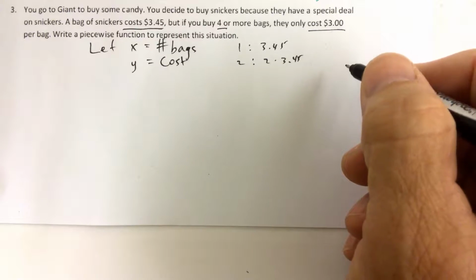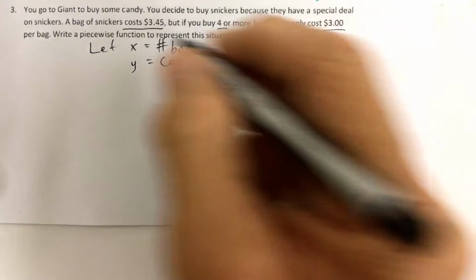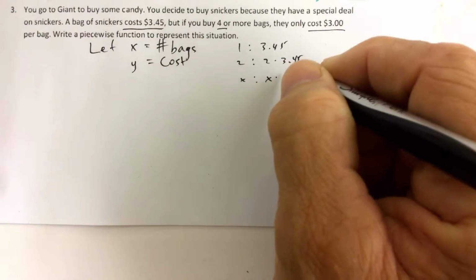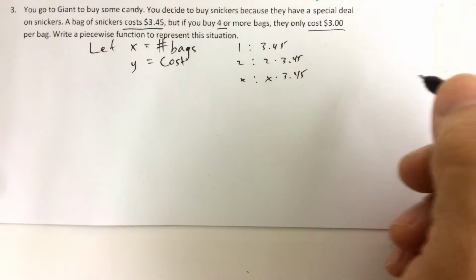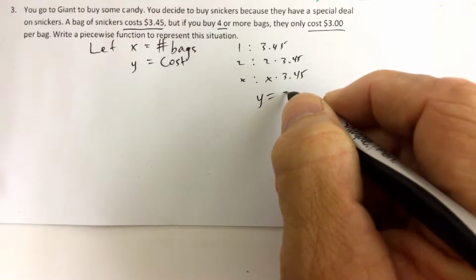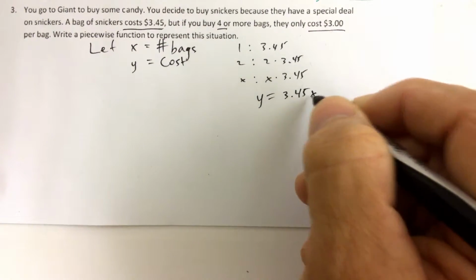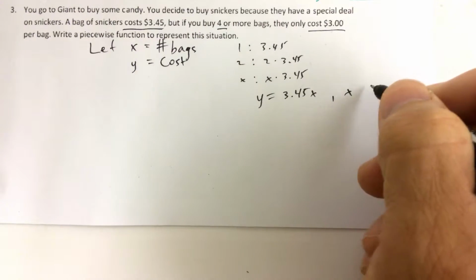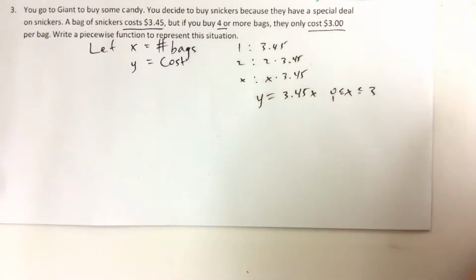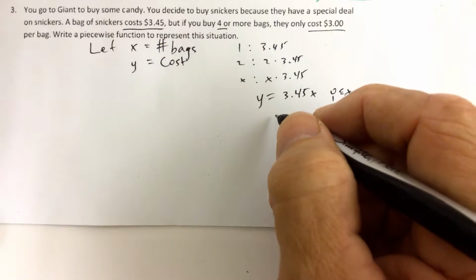So if we buy x number of bags, it's x times $3.45 per bag. So the first cost would be just $3.45 times x, and that's when x is between 0 and 3. So that's our first part of the piecewise function.